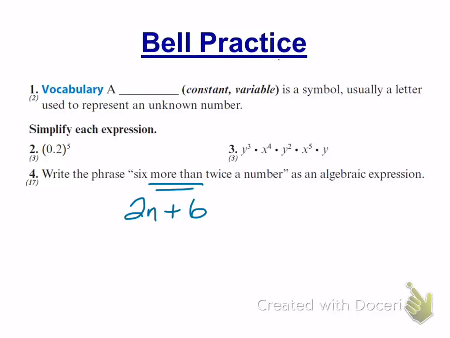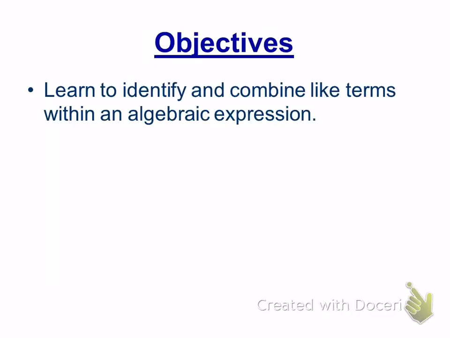Okay, guys, today we are looking at lesson 18, and our objective in lesson 18 is to identify and combine like terms within an algebraic expression. We're going to be using the distributive property and combining like terms. None of this is new, and that's good. And this is what the quiz is on Wednesday.